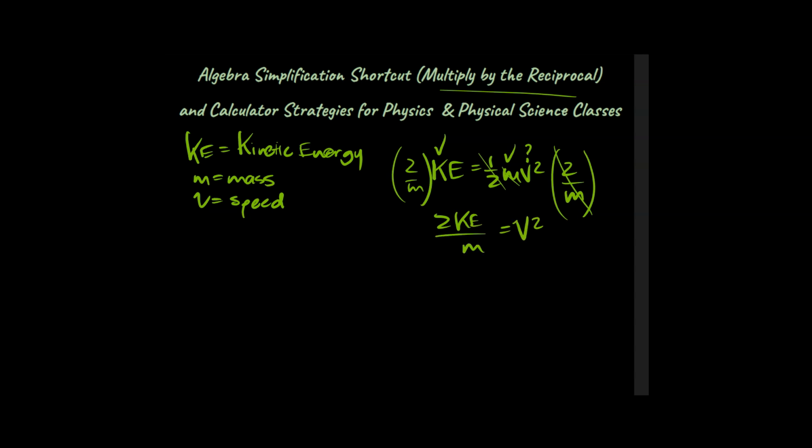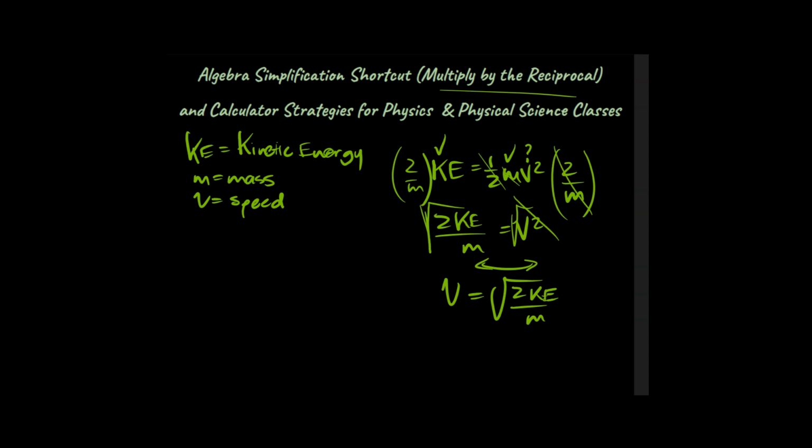At this point, how do we get rid of the squared function? Well, we take the square root of both sides, and that's going to cancel out the squared function on the right. And just for preference sake, I'm going to move my v over here. So we're going to say v is equal to the square root of 2 times the kinetic energy over m. Alright, so that's a quick shortcut for dealing with this.